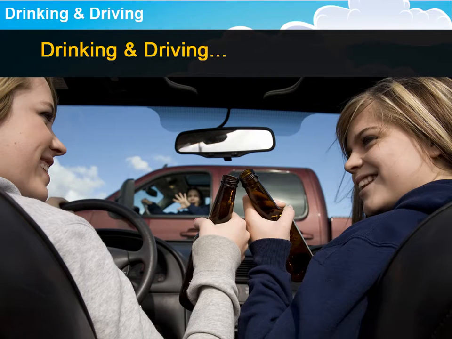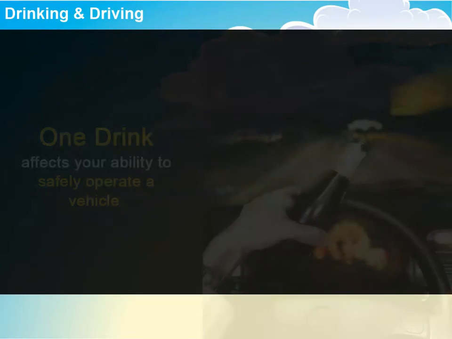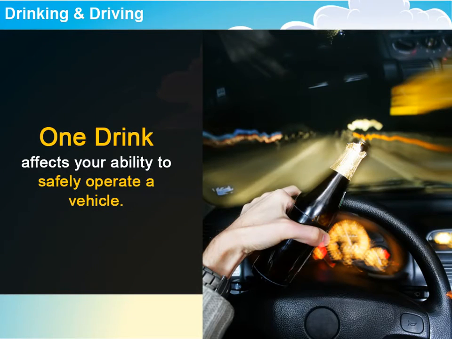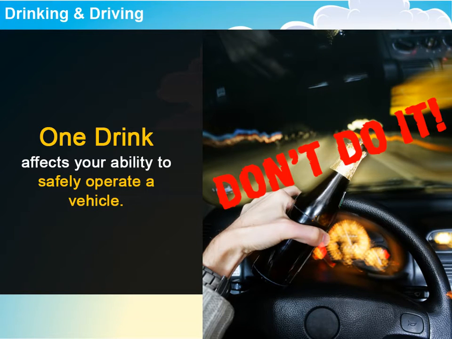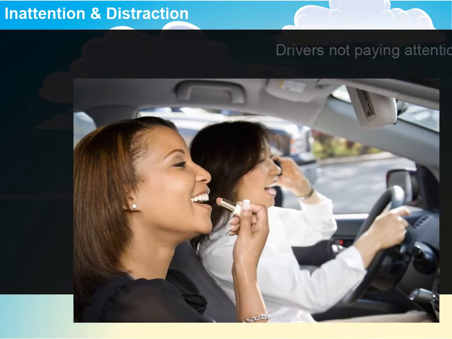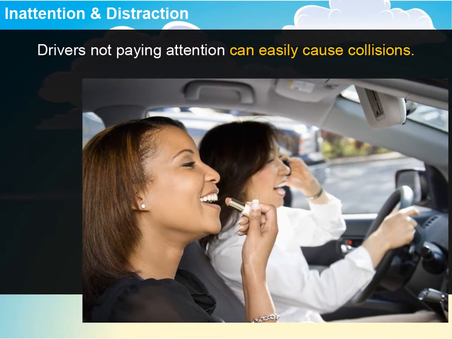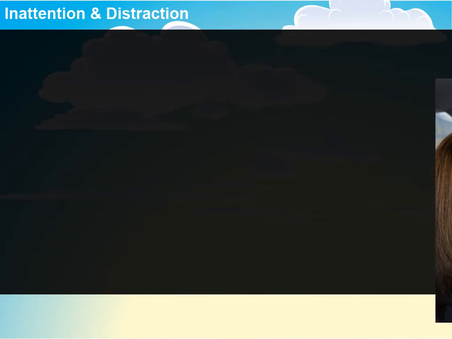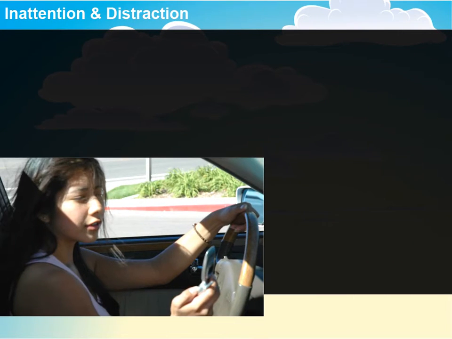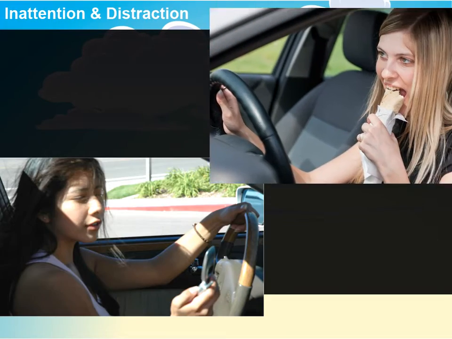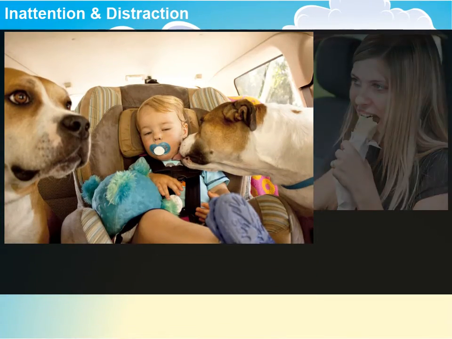Drinking and driving is a deadly combination. Even one drink affects your ability to safely operate a vehicle. Don't do it. Drivers who are not paying attention to the driving environment can easily run off the road and/or cause collisions. Distractions include electronic communication devices, eating, pets, children, and reading.